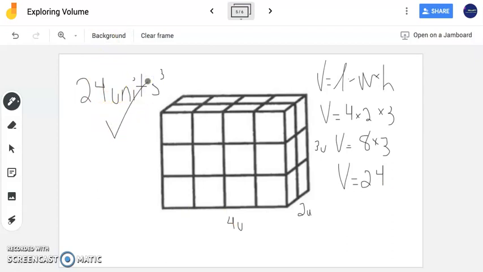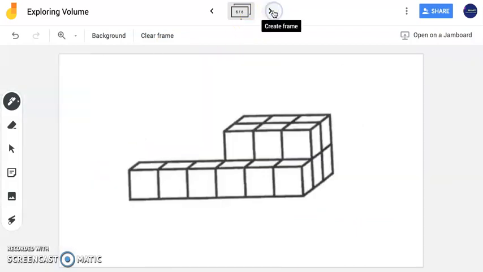When I do have a rectangular prism given with cubes, I do like to confirm my answer using the formula as well, because sometimes it's easy to miss a cube, especially behind the rectangle, that you can't always see in that rectangular prism. So I do like to confirm it both ways, just to confirm that my final answer is in fact 24 units cubed.